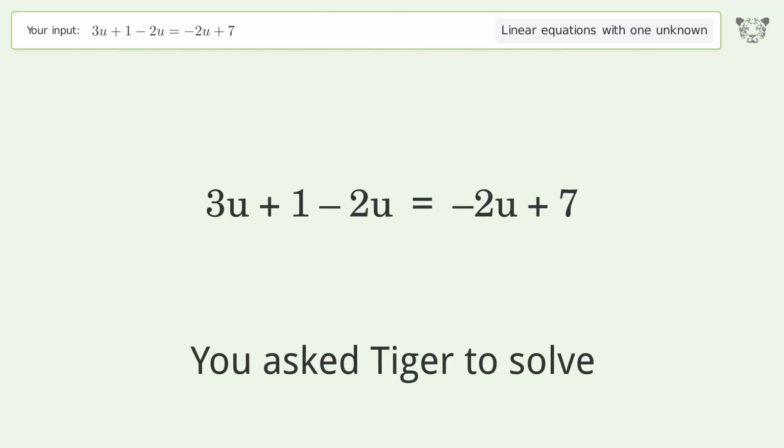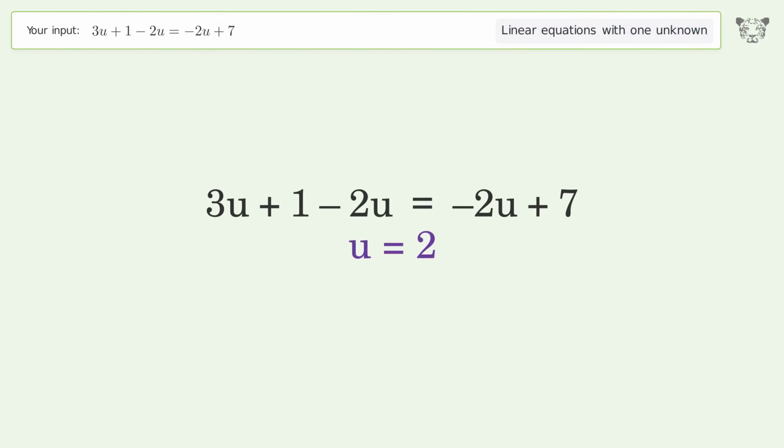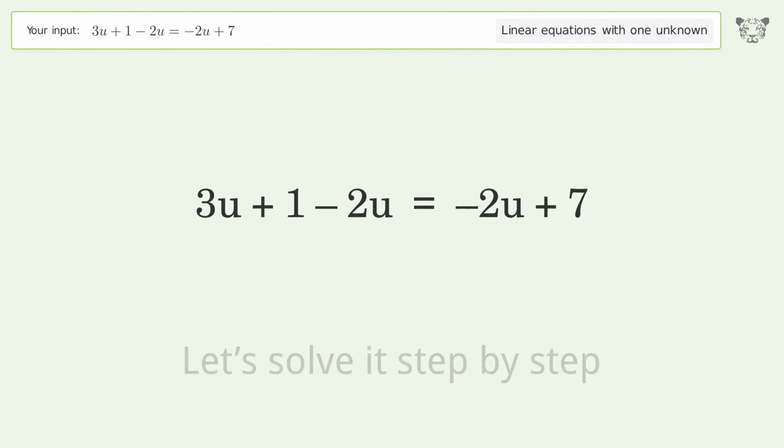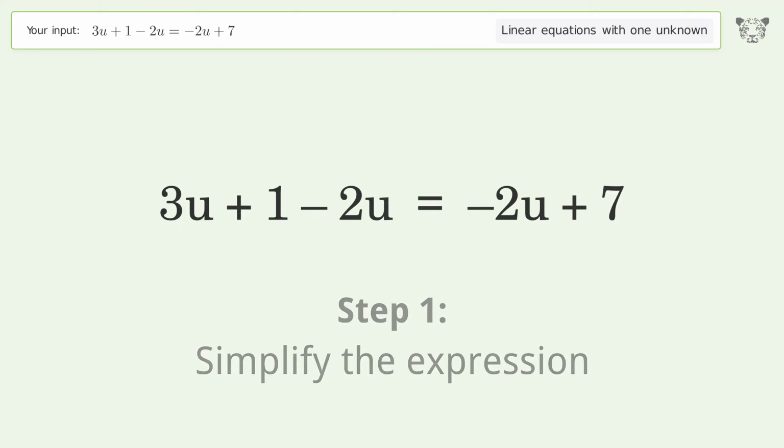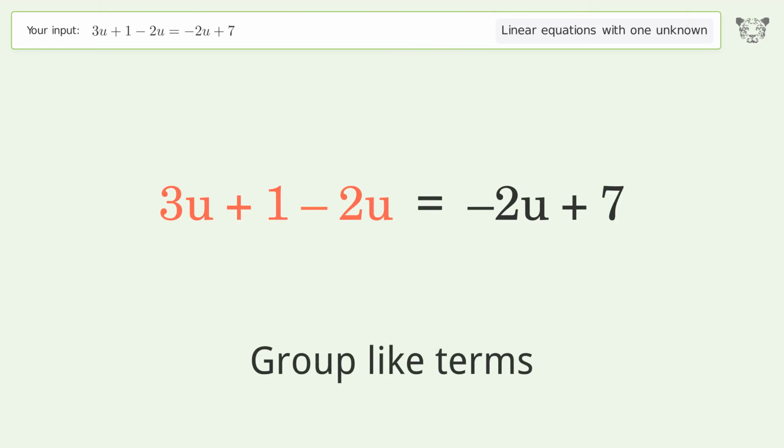You ask Tiger to solve. This deals with linear equations with one unknown. The final result is u equals 2. Let's solve it step by step. Simplify the expression. Group like terms.